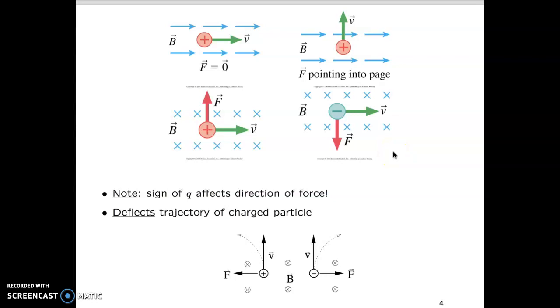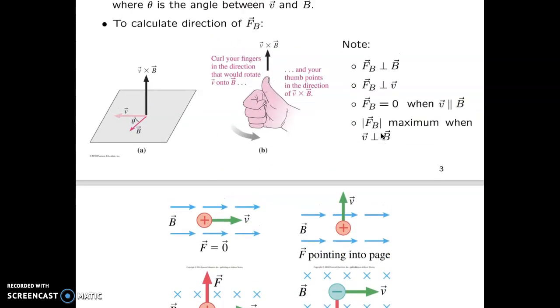The last example is a charge moving to the right, and the magnetic field is pointing into the plane of the screen. Well, isn't that the same as what we just did in the previous example? Almost. You'll notice that the sign of the charge is different. Okay, so the cross product of V cross B will still be pointing upwards, but the force will not be.